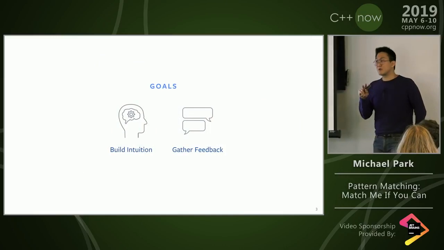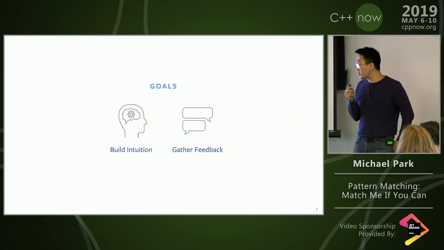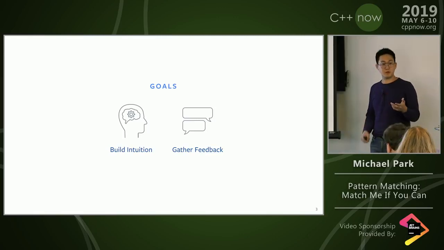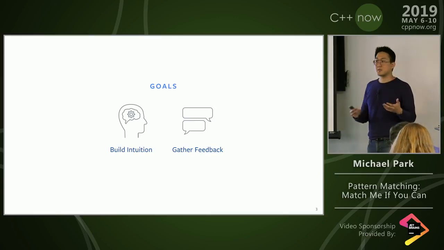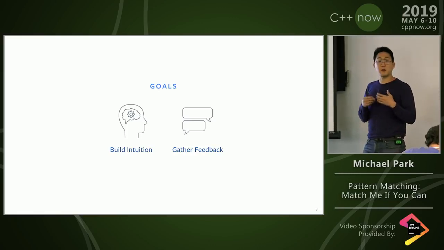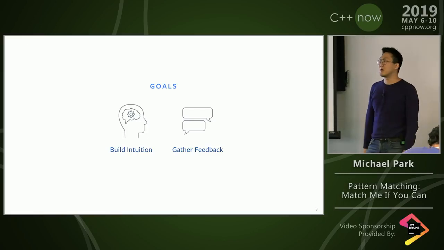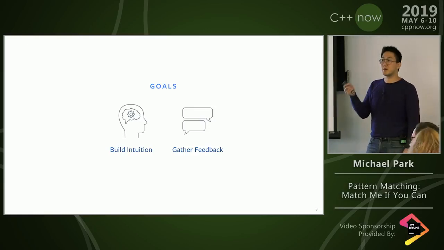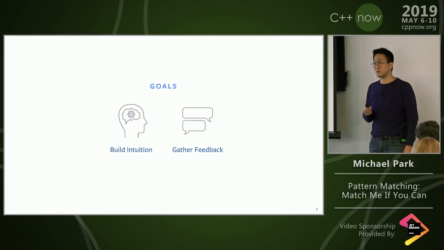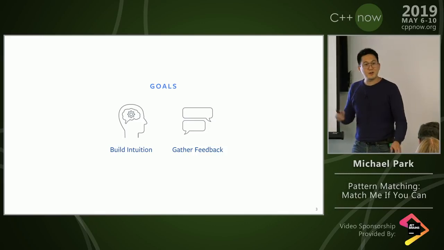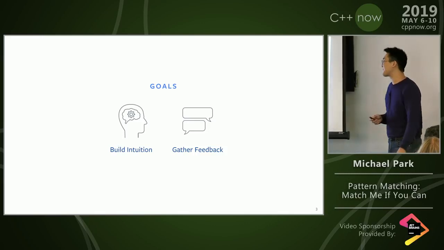So I have two goals for this talk. There's two folds. One is to help you build intuition for how pattern matching works and how it can help you simplify your code. And second is for us to gather feedback. So ultimately, we want to deliver an awesome feature for C++. And so please ask questions and make comments as we go. If you see something that's ambiguous or confusing, please make that comment so that we can address it. Or I'll tell you that it's not actually confusing. But let's make it a conversation, OK?